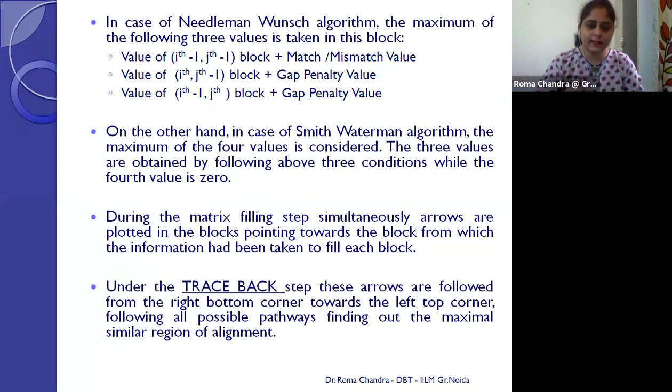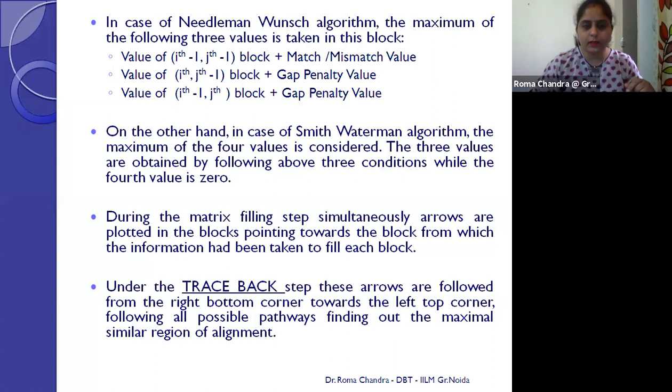Second thing is, when we are going with Smith Waterman, then a fourth value is also taken, that is 0. So besides these three values, we take the fourth value, 0. And when we are putting up these values, we need to keep on adding the arrows also. The next step, the third step, will be trace back, and we need to trace the arrows from the bottom block to the up block.